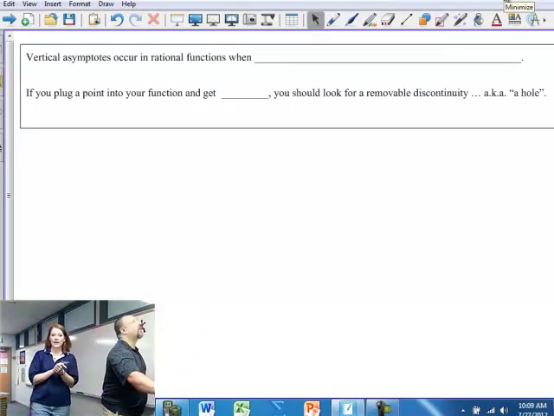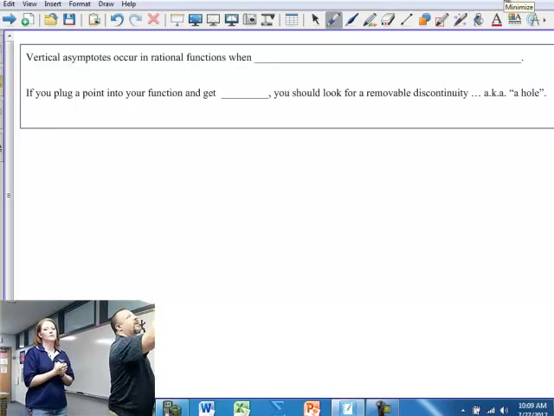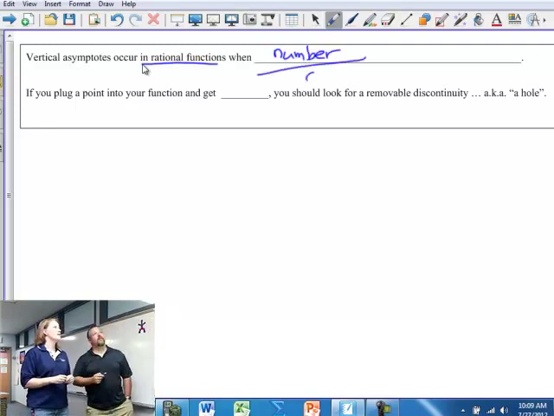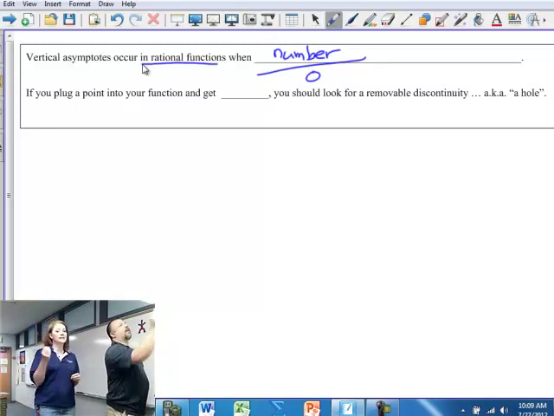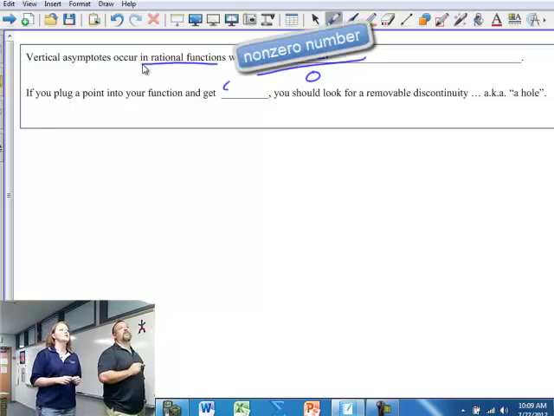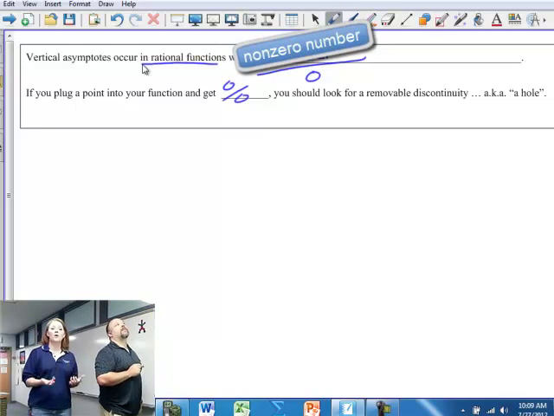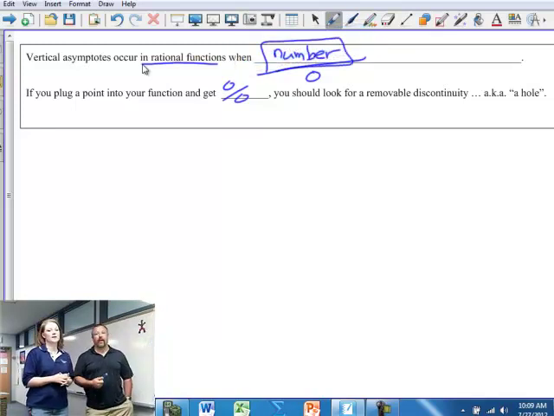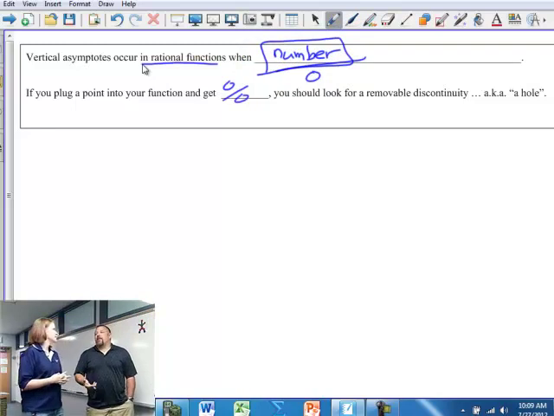Okay, so let's summarize this in our little box here. Vertical asymptotes occur in rational functions when, keyword, rational functions, we'll get to that later, rational being a fraction, you have a non-zero number divided by 0. But if you plug a point into your function and you get 0 divided by 0, you should look for a removable discontinuity or a hole.